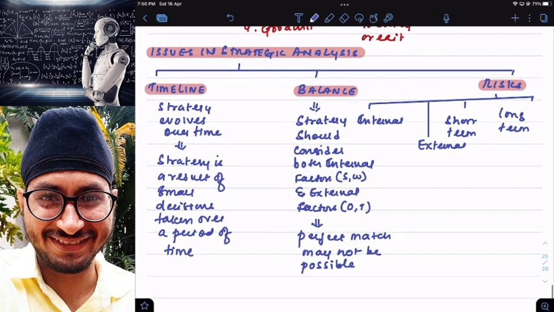Clear? So these are nothing but issues in strategic analysis. What are the issues? Timeline, balance, risk. So does anyone have any doubts here? No doubts? Okay.